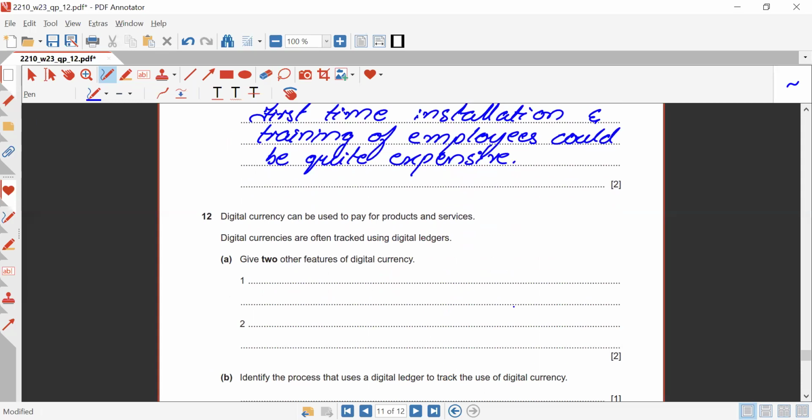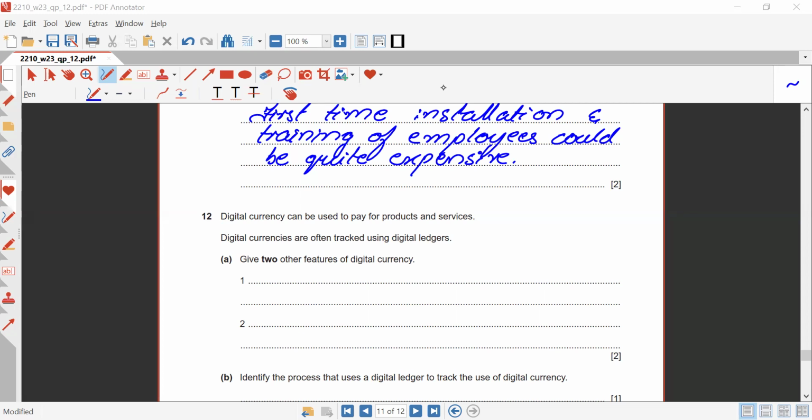Now coming to digital currency. Yes, expensive is fine as well, but you need to explain that. Digital currency can be used to pay for products and services. Digital currencies are often tracked using digital ledgers. Give two other features of digital currency. They are asking for two features of digital currencies.